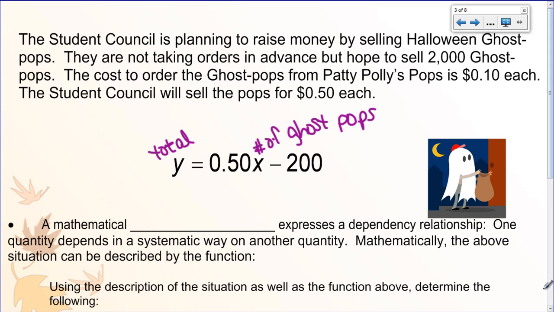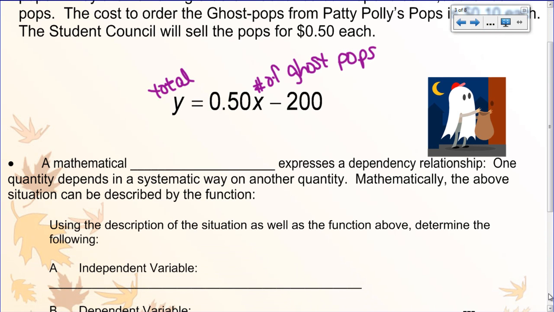And so it's important to know what those things represent. So now let's talk about this. A mathematical blank expresses a dependency relationship. One quantity depends in a systematic way on another quantity. Mathematically, the above situation can be described by the function. Well, a mathematical function, which is a word you've heard but we haven't talked a lot about, is one that expresses a dependent relationship. If we're talking about something being a function, we are talking about the fact that there are two things, one depends on the other.